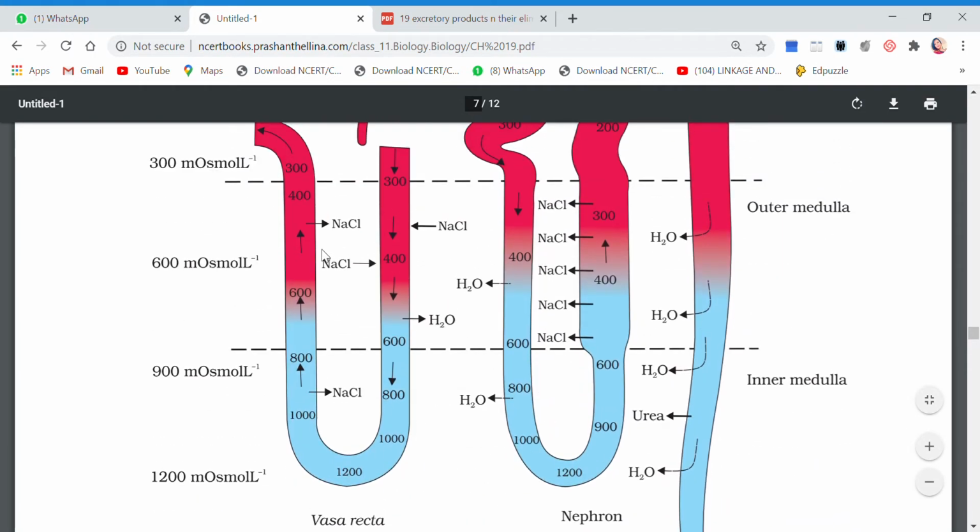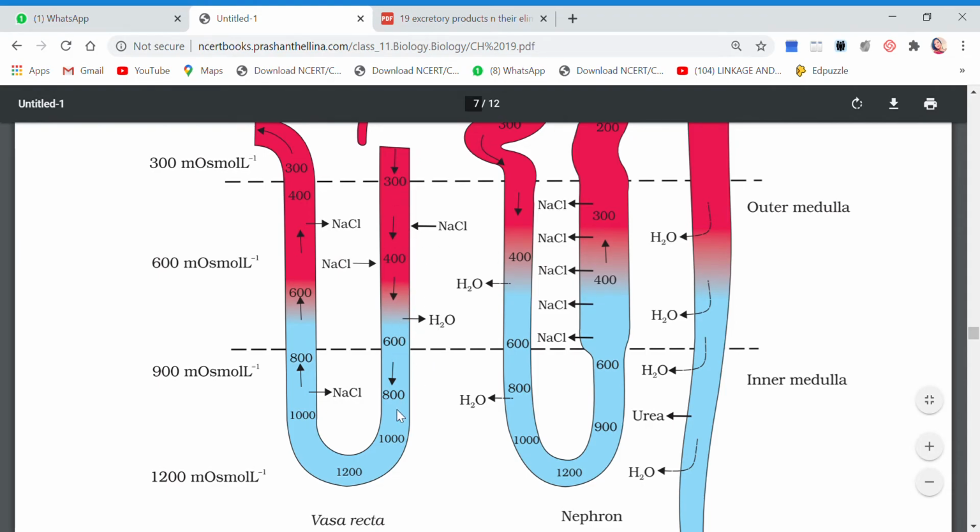You can see here, this is the ascending limb of Henle's loop, and you can see a lot of NaCl is coming out. Now, if the NaCl is coming out, where is it going? It is being given to the vasa recta. So the ascending limb of Henle's loop is giving the NaCl to the medullary interstitial fluid. First, the NaCl will come to this fluid. Then, from this fluid, this NaCl will be transported to the descending limb of the vasa recta.